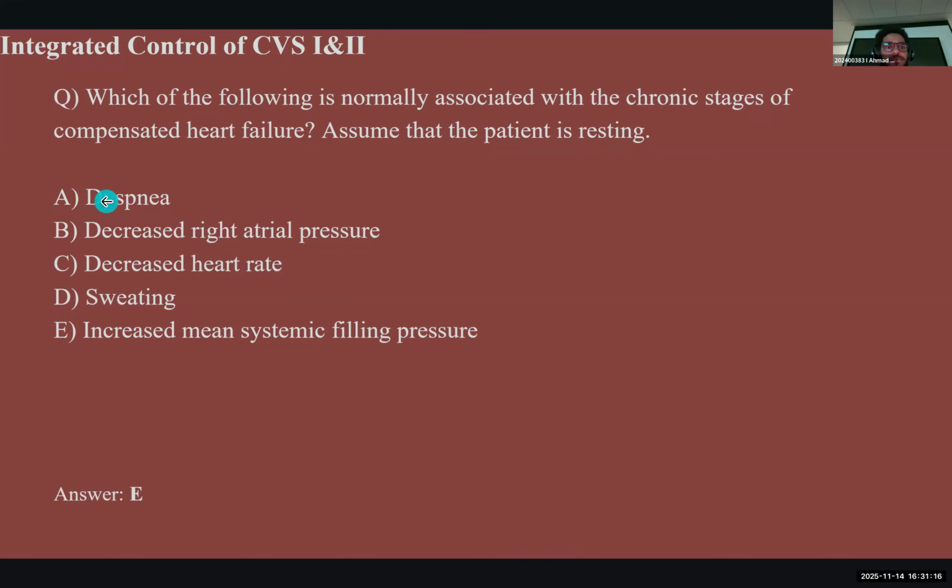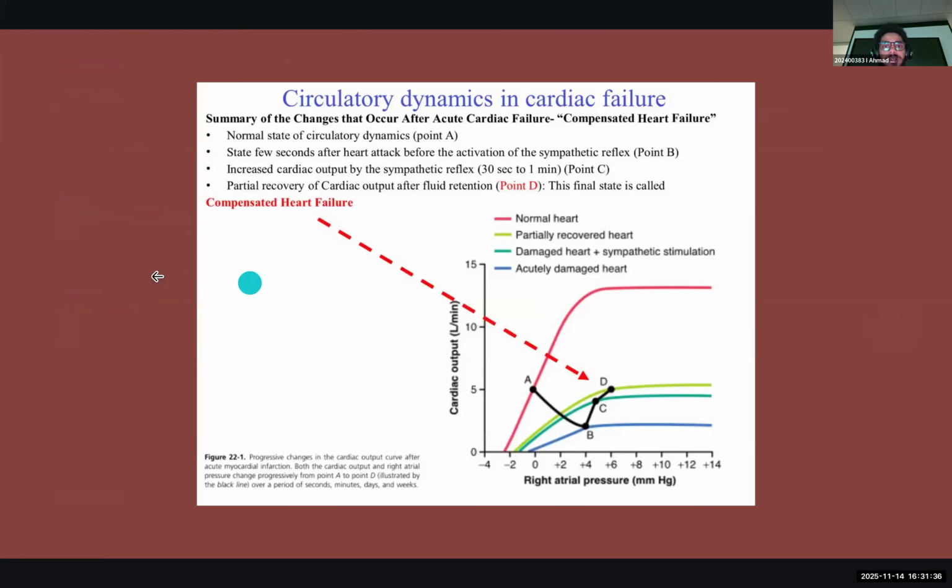Dyspnea, no. Decreased right arterial pressure, it actually increases. Decreased heart rate, there's no reason for the heart rate to be decreased. Sweating is not really specific for compensated heart failure. At the chronic stage, we're saying, E is increased mean systemic filling pressure. It is indeed the answer.